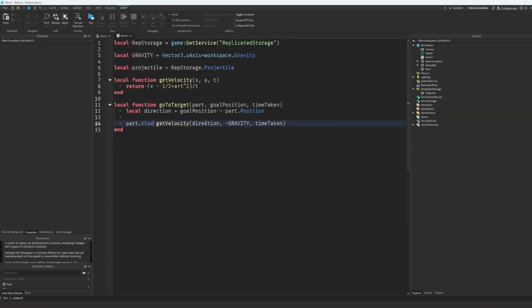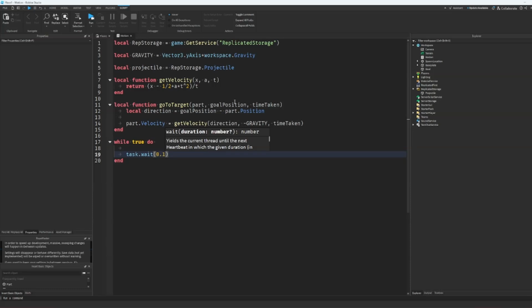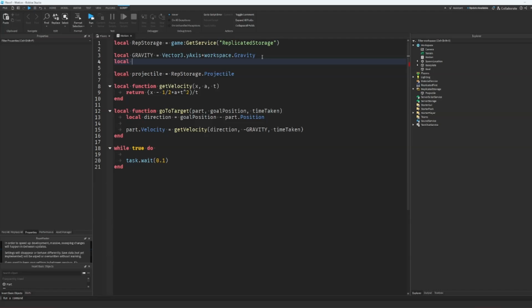So we just have to apply or set the velocity here. Then for our little effect, I made a while true loop, and then I'll just wait a little bit. Usually, when you have constants like this, you want to make a separate variable for them. So let's do loop wait, or we could call it frequency, or let's do period.